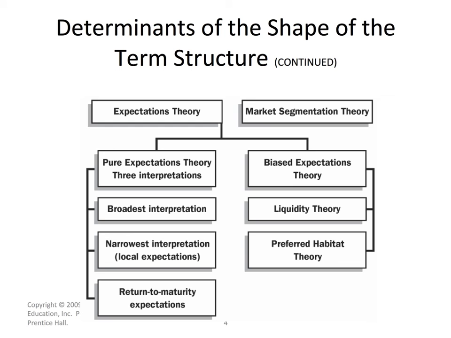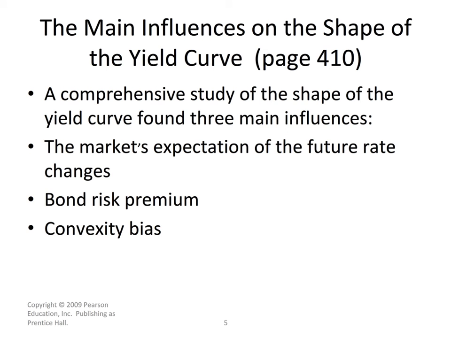That we generally operate in a pretty flat environment. So why do those yield curves usually exhibit a positive increase in the future? Various theories have been put forward to explain that phenomenon. The section on page 410 discusses some of the major influences on the shape of the yield curve that have been identified in empirical studies, and there have been three major influences.